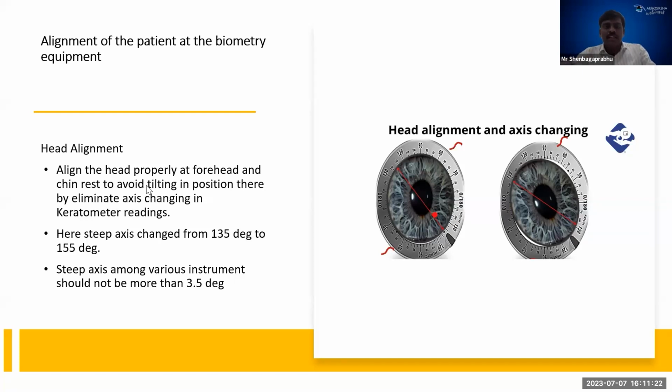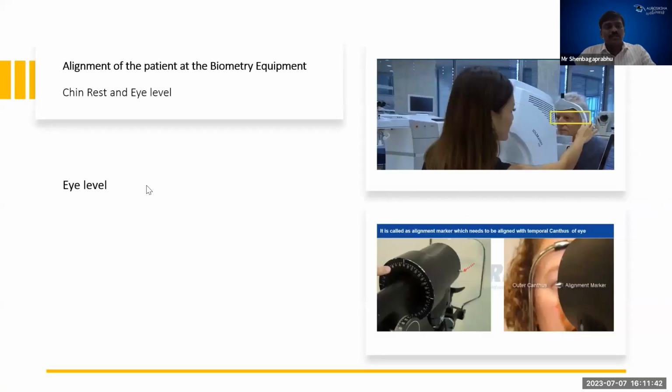If there is a deviation among the eyes, then we need to adjust the head of the patient, by which we can address the head tilting. Avoiding this head tilting is very important for toric IOL. So the steep axis has to be matched among the various instruments within 3.5 degrees. That's what's recommended.